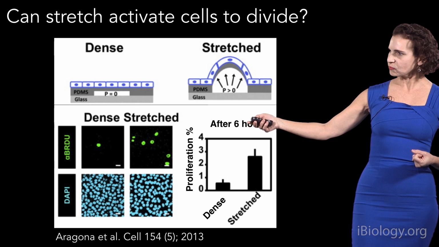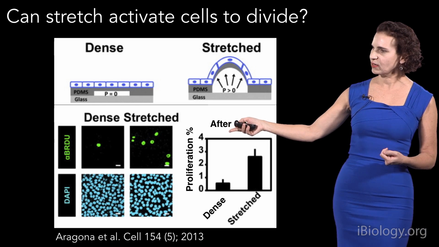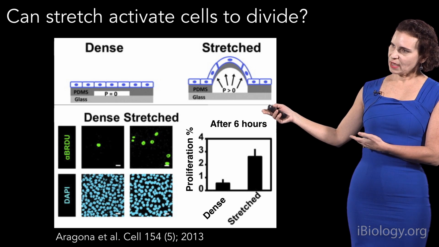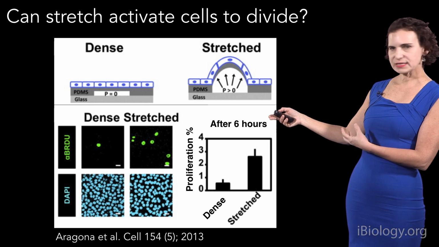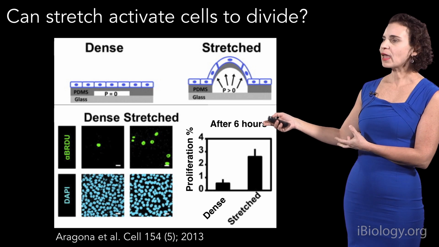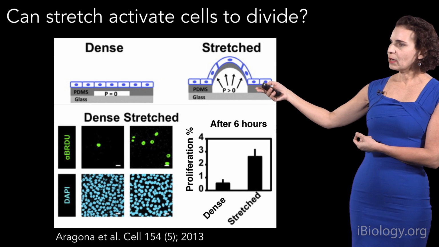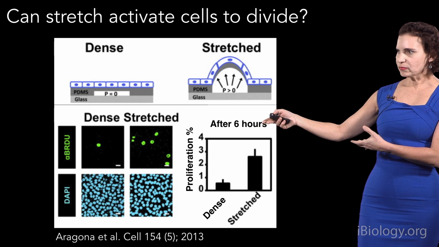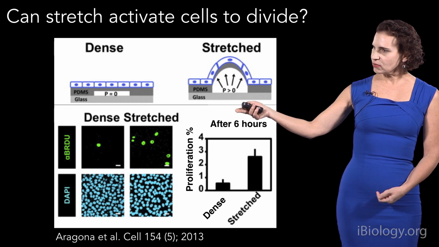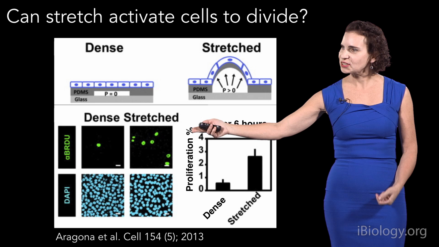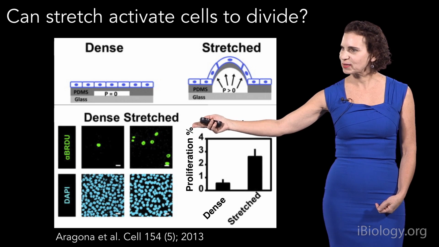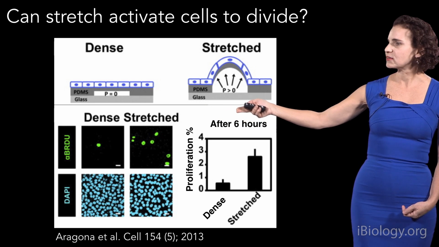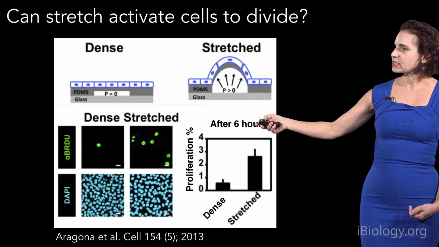And so this is work done by Stefano Piccolo's lab. And what he's done is taken epithelial cells and grown them to a high density, so they're growing very slowly. And then he'll stretch them. And what he found is that after about 6 hours, they enter the cell cycle. And you can see that they're going through cell division. Well, right now they're starting to go into S phase because they're incorporating BrdU, which shows that they're starting to replicate their DNA. And this is after stretching.